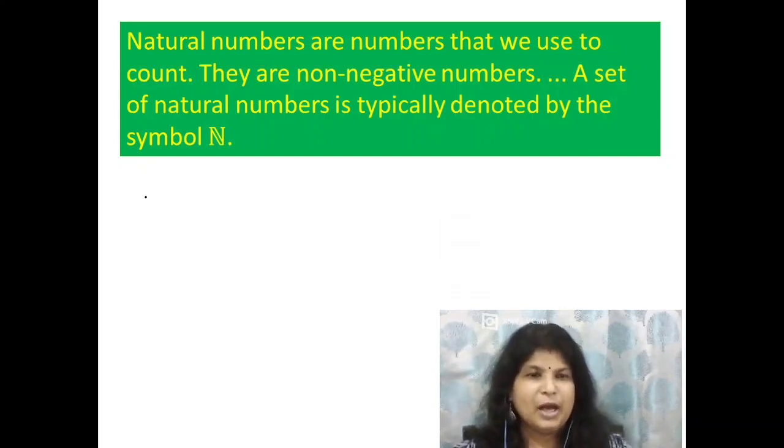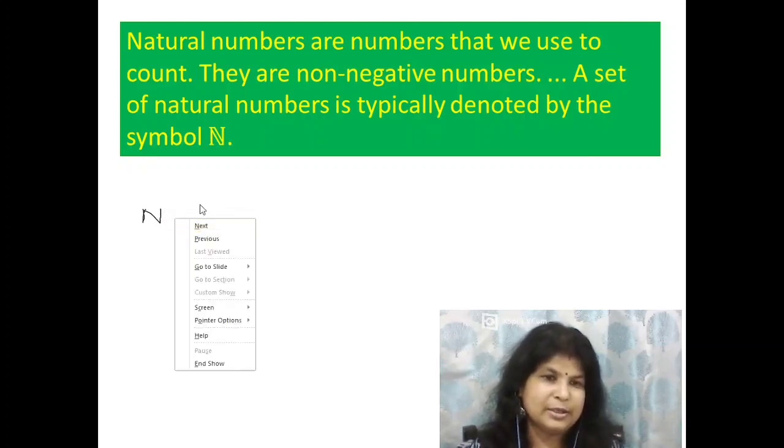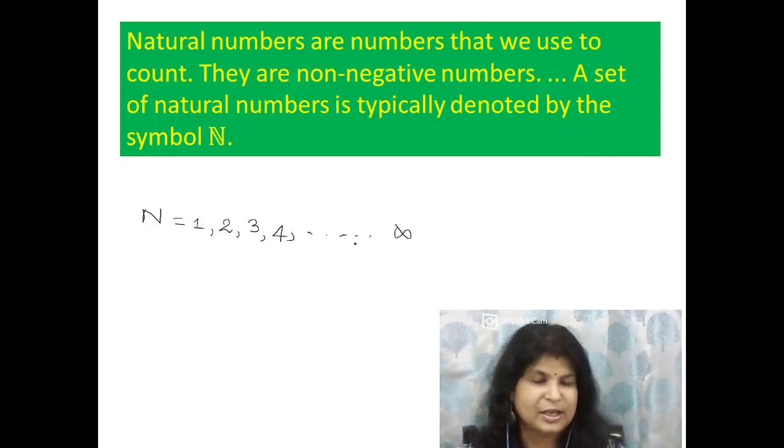So now, how you are going to represent the natural numbers? Natural numbers are represented by capital N. And what are the natural numbers? Your natural numbers are 1, 2, 3, 4, so on and so forth. It ends at infinity. It is an infinite set, isn't it? So you have natural numbers like this.